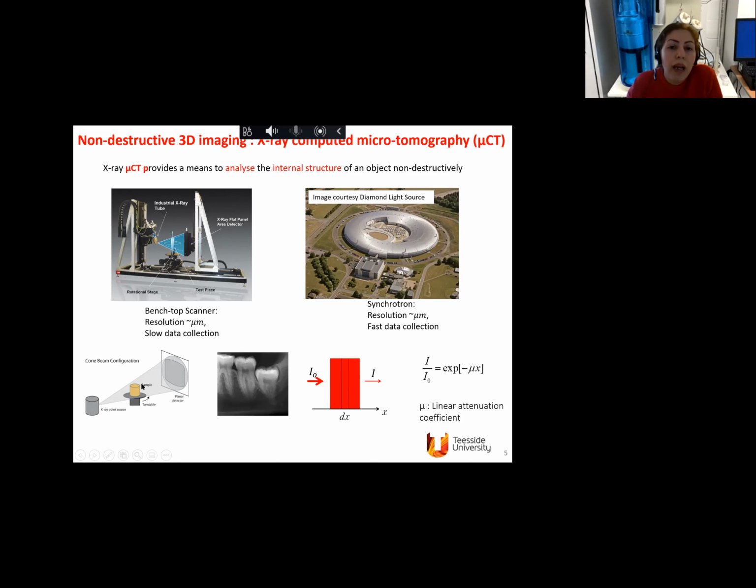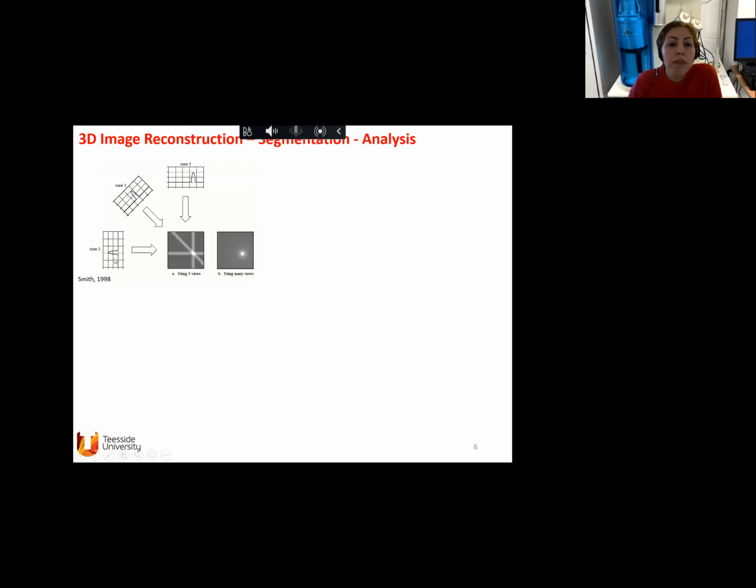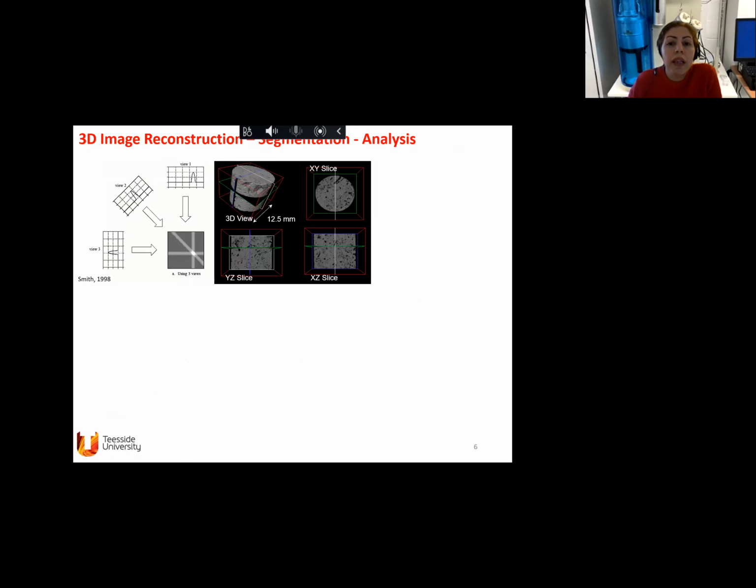You have a sample, you put it on a rotary table, you have an X-ray source, and you have a detector. During the scan, you produce hundreds, sometimes thousands of projections. For instance, this is a projection of what you are probably familiar with from when you go to the dentist, a set of teeth. You take hundreds or thousands of these from different angles, and you can then put them together using algorithms that are now well developed, and you can create a 3D image of the object that you are studying.